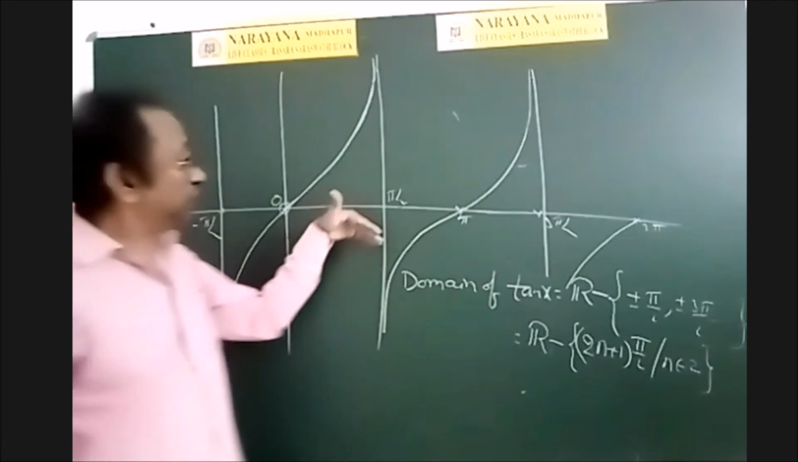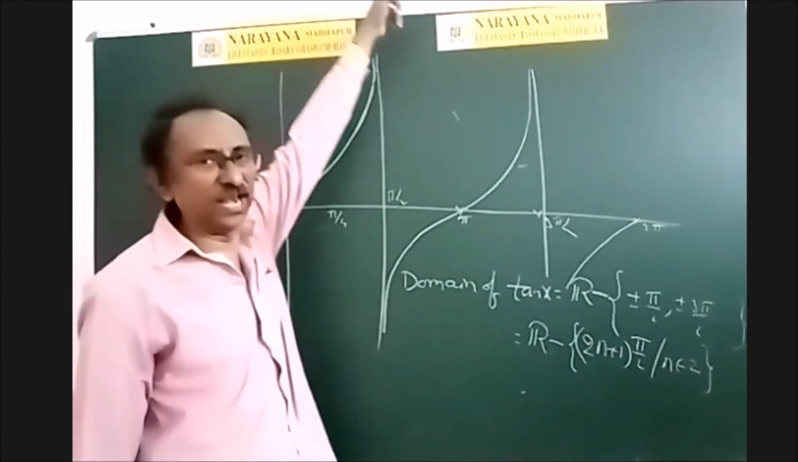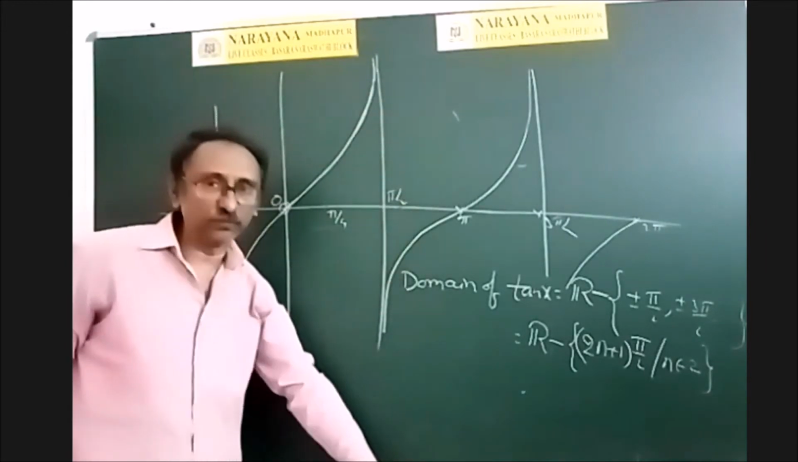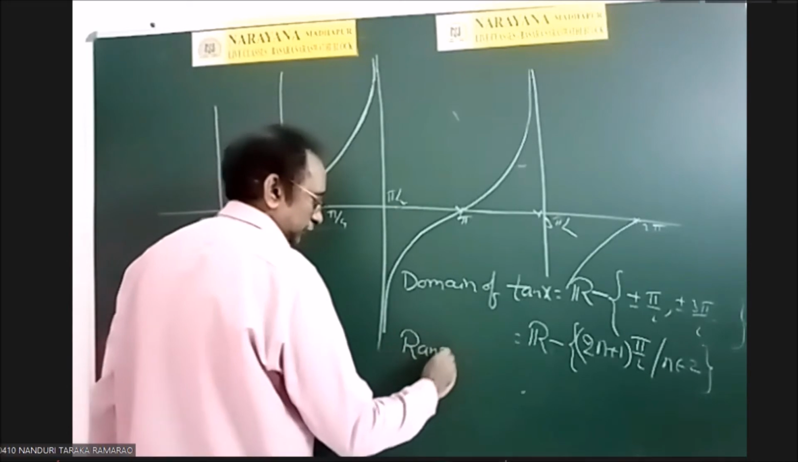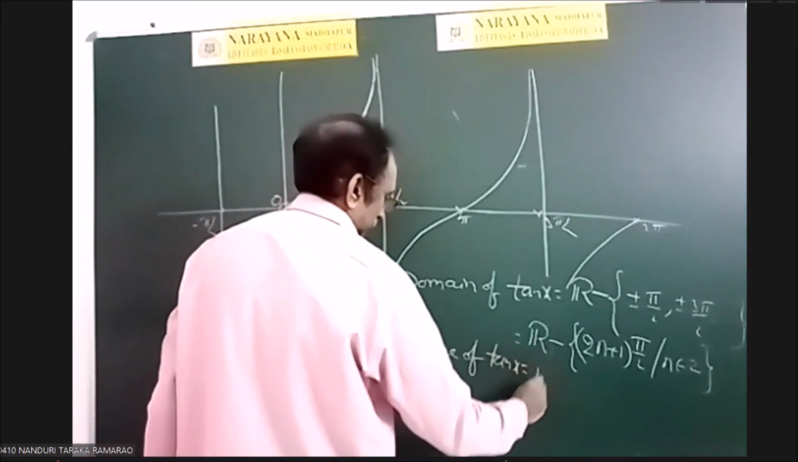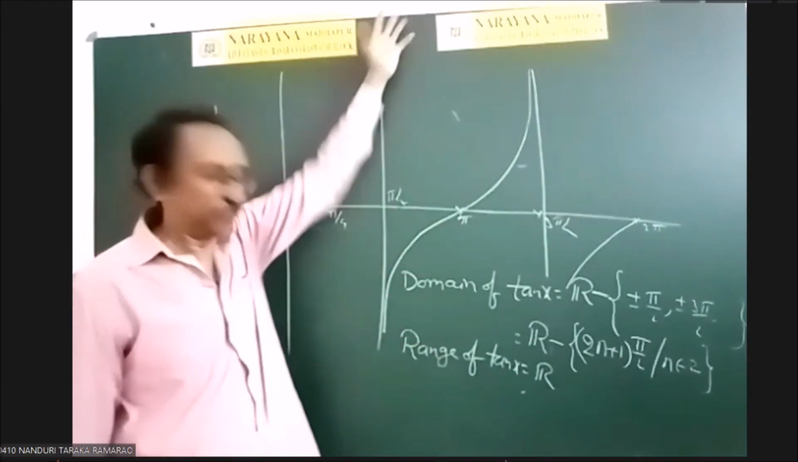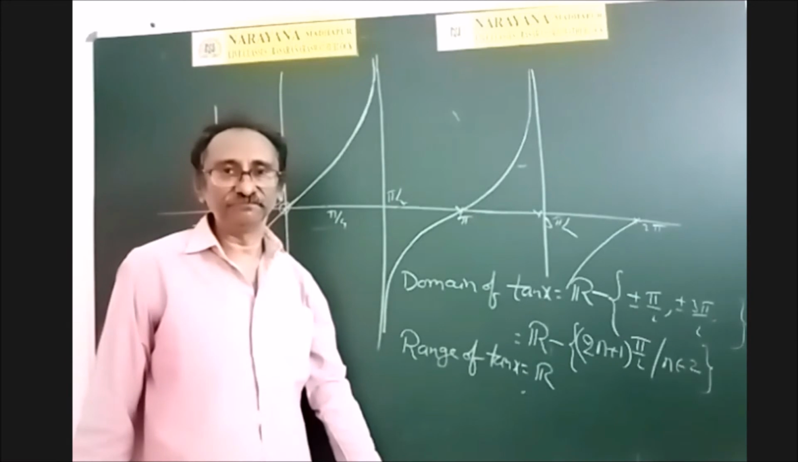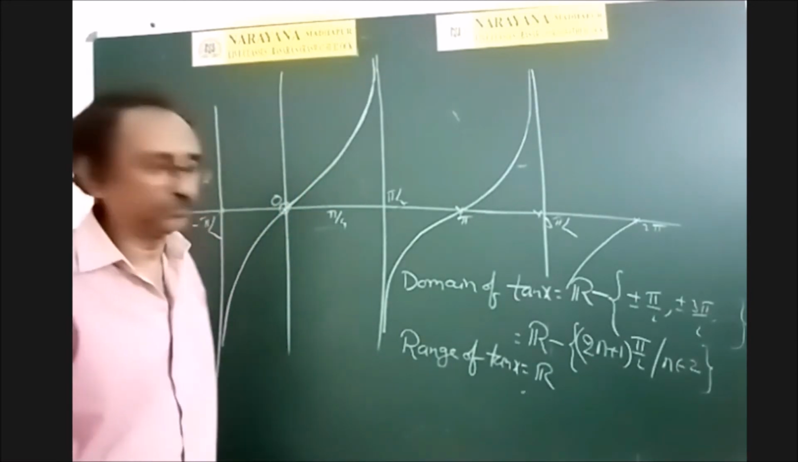But there is no restriction to the range, observe. You will get tan x as 1 lakh, tan x as minus 1 crore. Therefore, range is capital R, minus infinity to infinity. So range of tan x is capital R. What is maximum? No maximum. What is minimum? No minimum. Therefore, range is capital R, minus infinity to infinity.